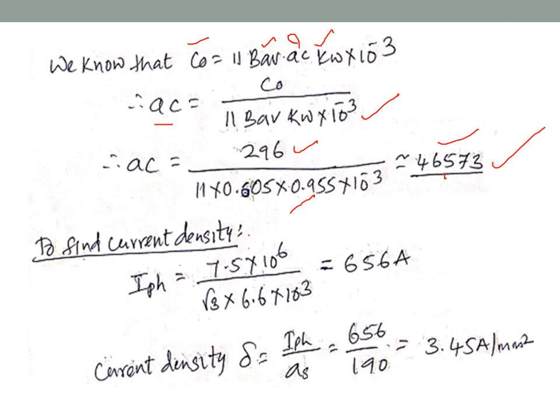And to find the current density, IPH is equal to 7.5 into 10 raised to 6 divided by root 3 into 6.6 into 10 raised to 3. This comes out to be 656 amps. So current density is equal to IPH by AS, so 656 by 190, which is 3.45 amps per mm square.